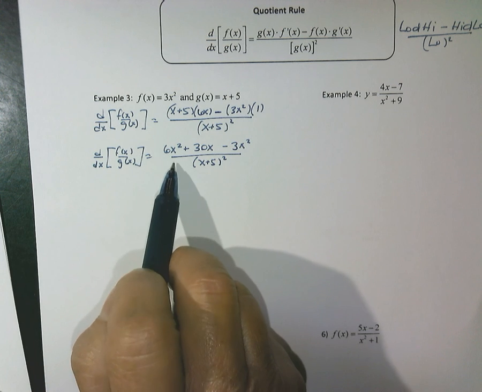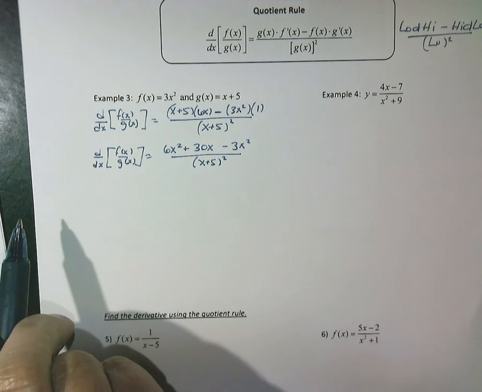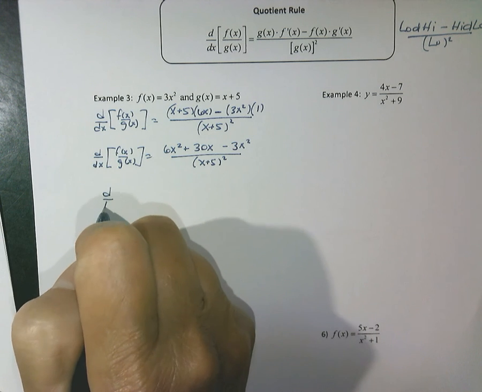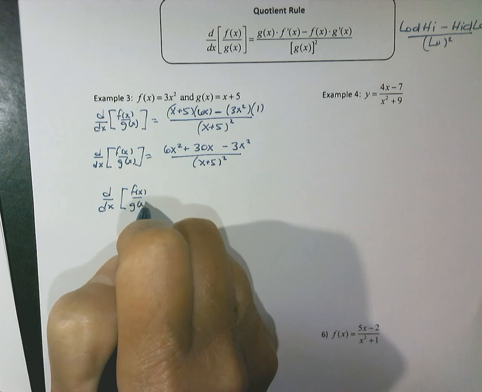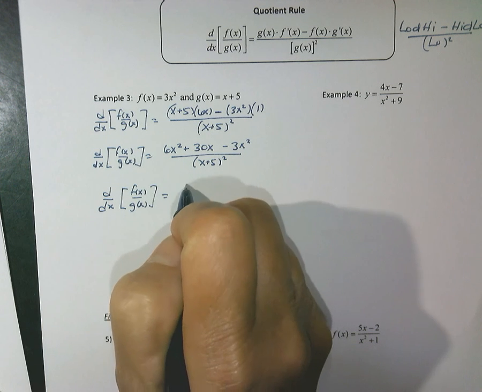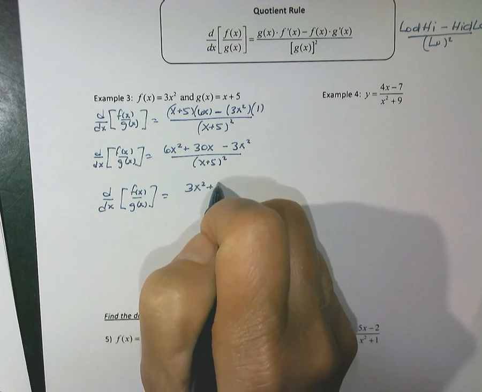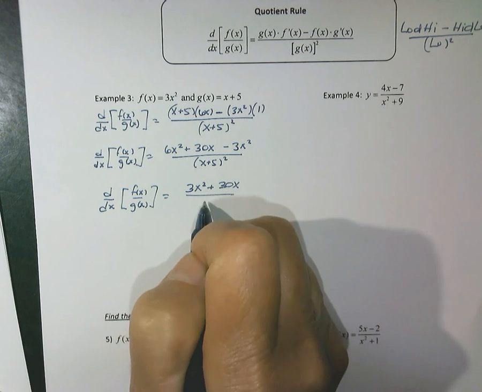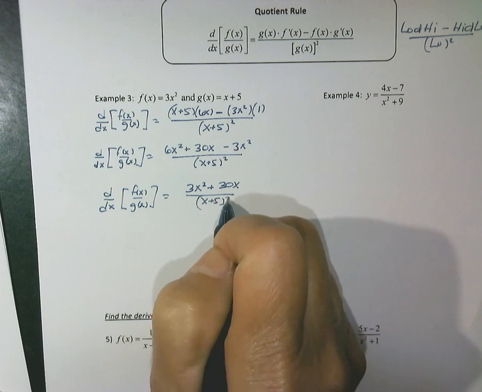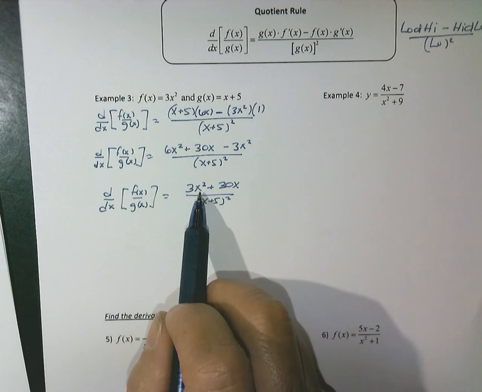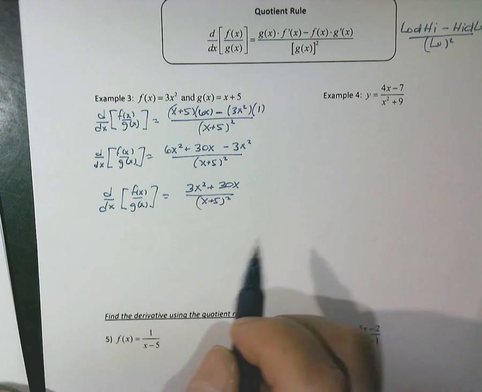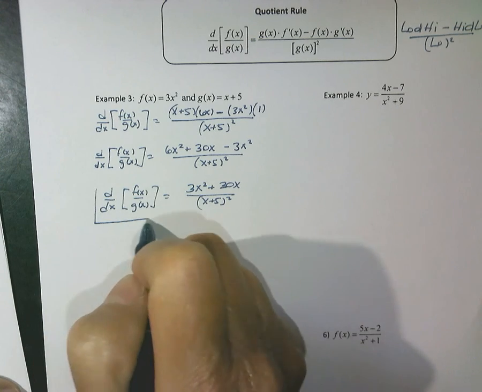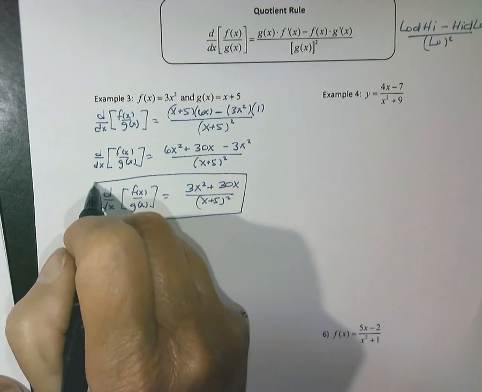The only other thing I can do is clean up the 6x squared and the 3x squared by combining like terms. So I have the derivative with respect to x of f of x over g of x equals 3x squared plus 30x over x plus 5 squared. If I wanted to, I could factor out a 3x and I'd be left with x plus 6. That doesn't get me simplifying anything. So I'm going to just stop right there. Nothing wrong with it.